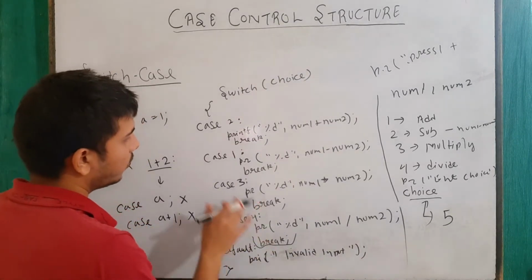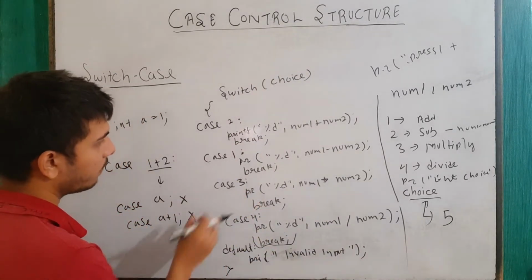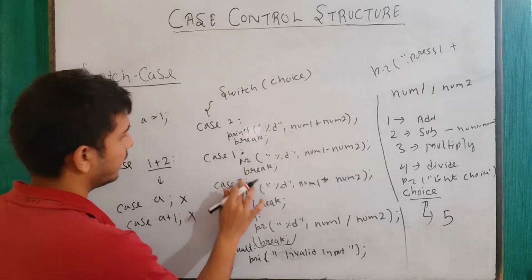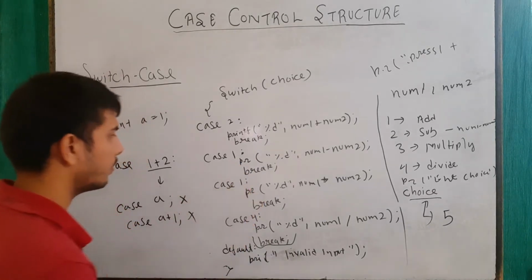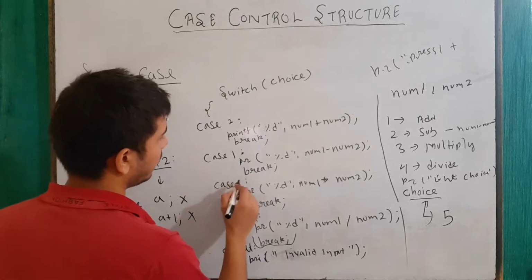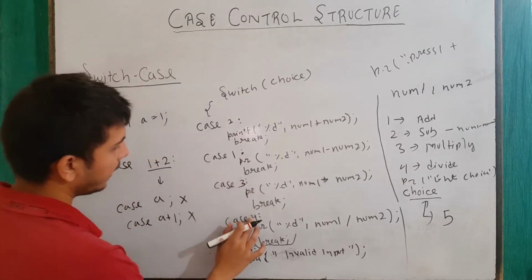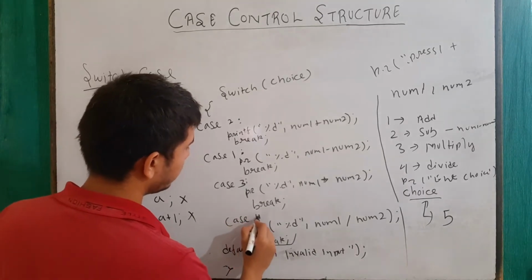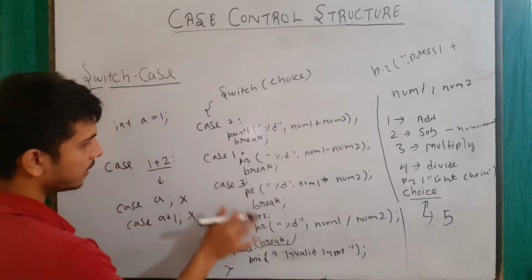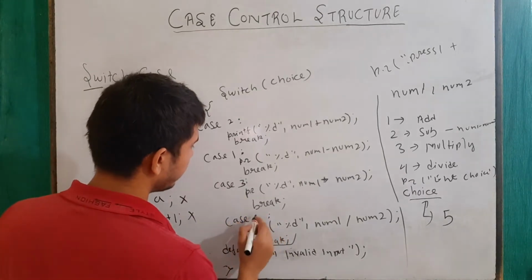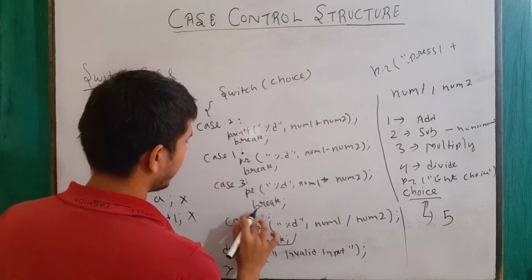Another thing is that no two cases can be the same. For example, here it is case 1, then I cannot write another case with 1. Or if here was case 3, then I cannot make another case with 1 plus 2. Why? Because both mean the same thing. So cases cannot be the same.